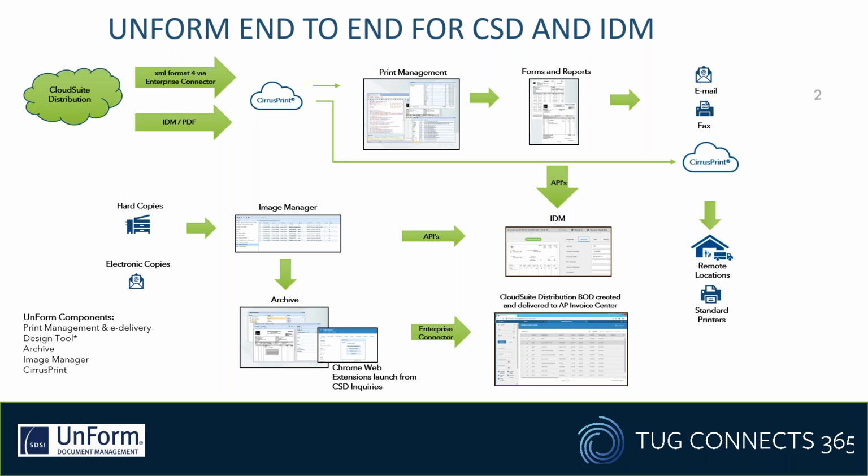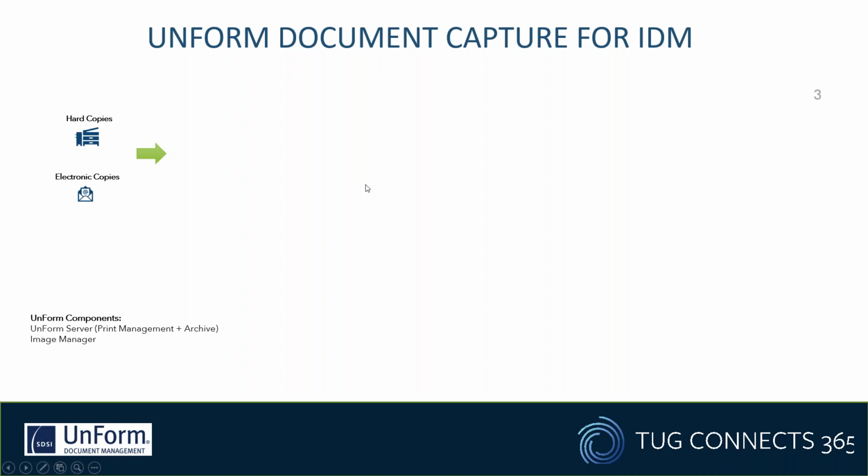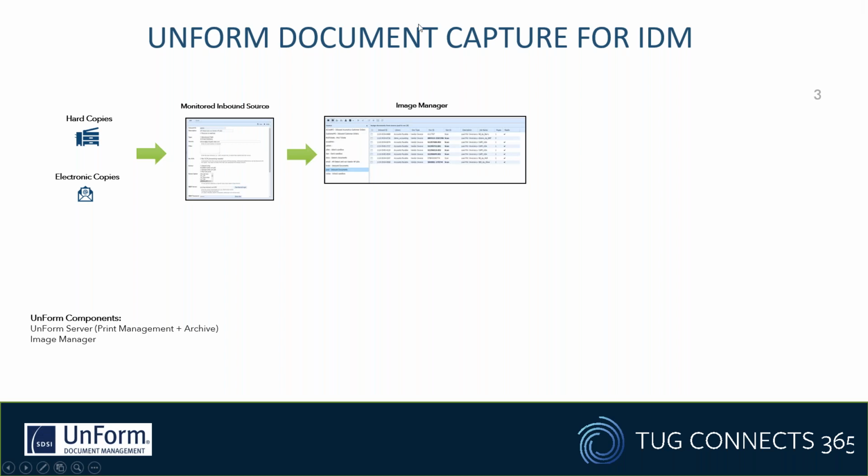And today we're going to focus more on how we're getting documents into IDM. So we'll be looking at the image manager process and the print process, and how we can push printed forms into IDM as well. And then we'll take a quick look at how all that stuff works. So again, today's focus is going to be how we take external documents, either copies that are being scanned or electronic copies coming in via email. They come in via an inbound monitored source, and I'll show you how that works.